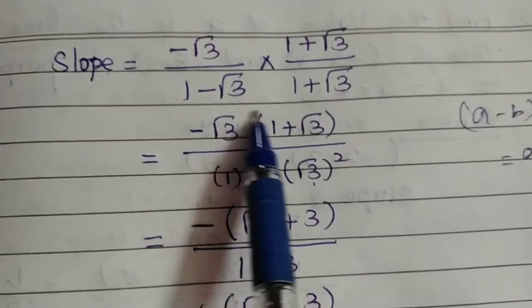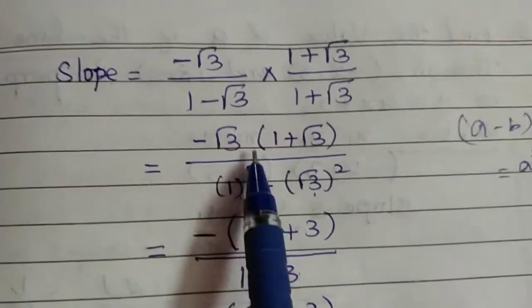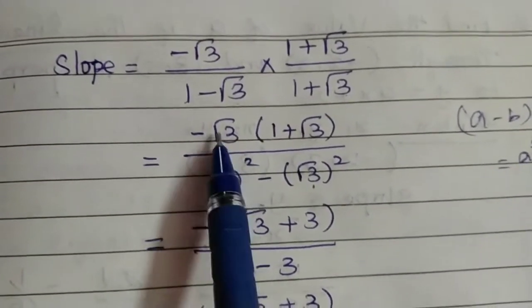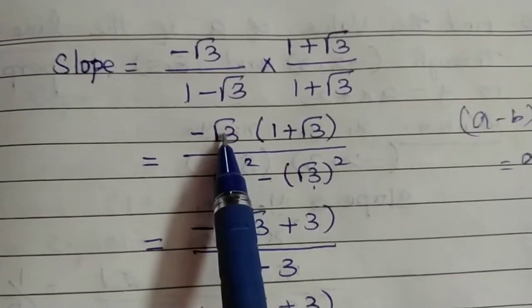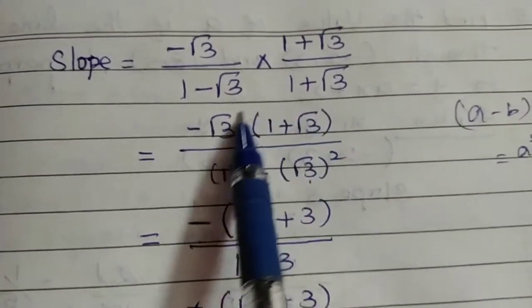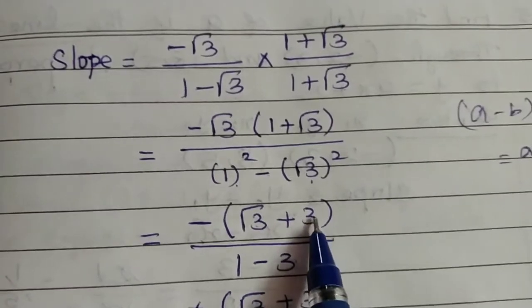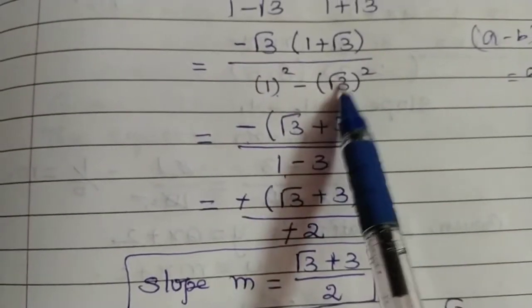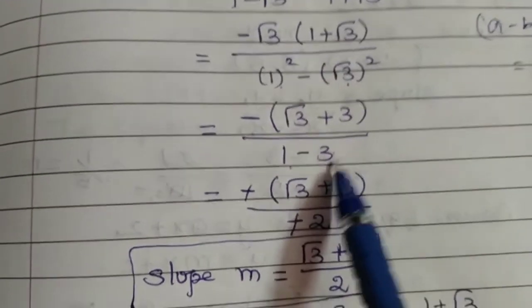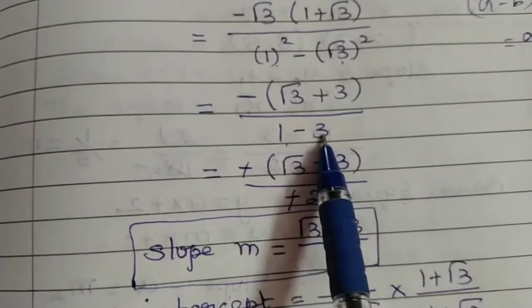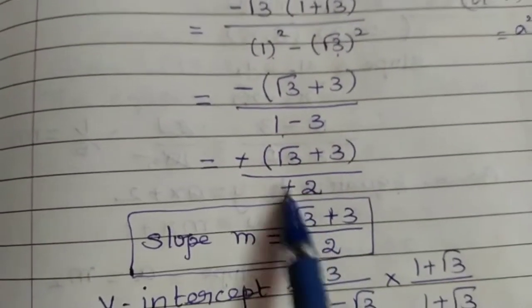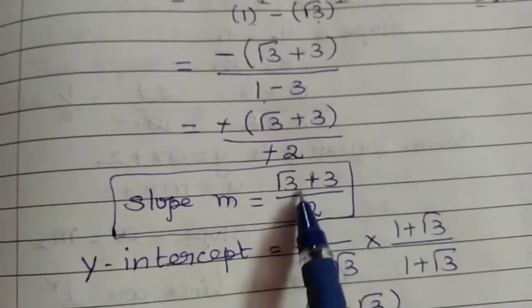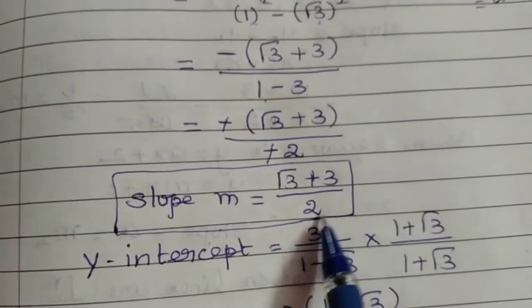Now root 3 multiplied inside: minus 1 into root 3, root 3, root 3 into root 3, 3. 1 squared is 1, root 3 squared, root 3 into root 3, 3. Now here 1 minus 3 is minus 2. Minus cancels, we get root 3 plus 3 divided by 2. This one is the slope.